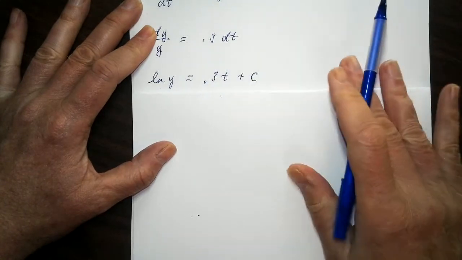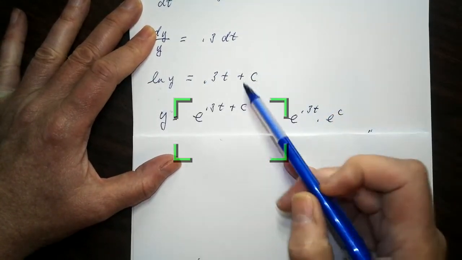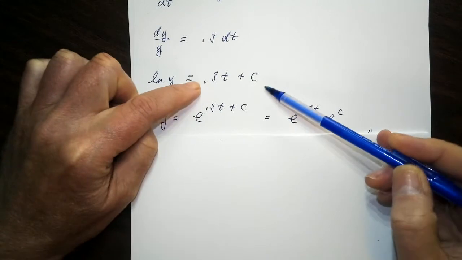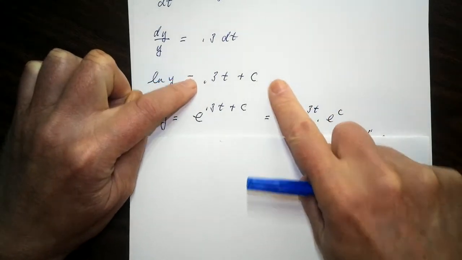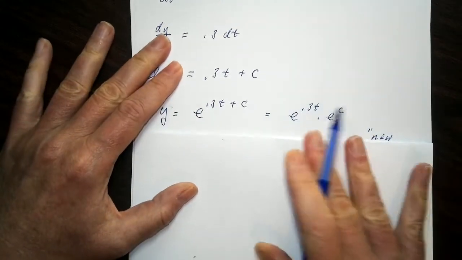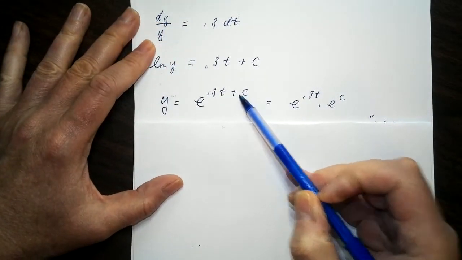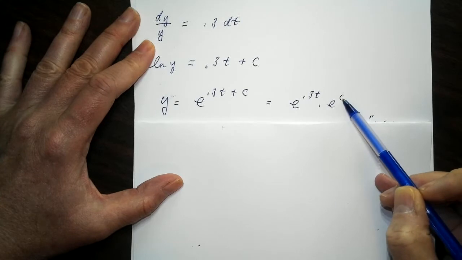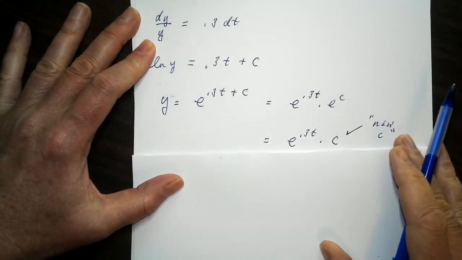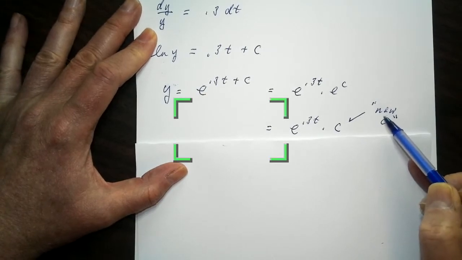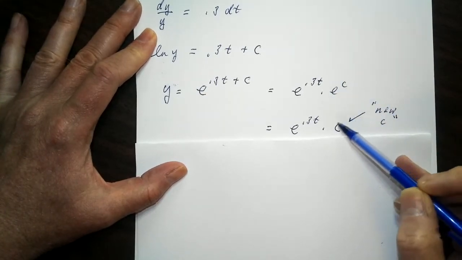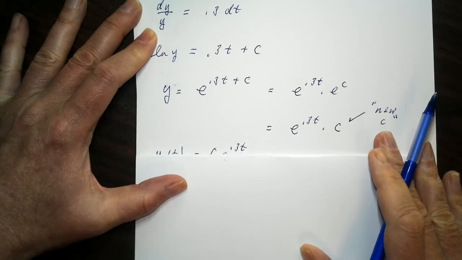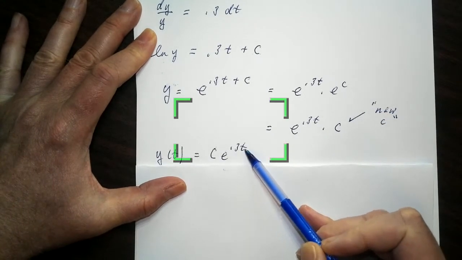Now we need to solve for y. So we exponentiate each side. So we take e to the natural log of y, that gives us y, and then we take e to the entire quantity between my fingers, which gives us this. Using properties of exponents, e to the 0.3t plus c, we can write that as e to the 0.3t times e to the c. Now c is a constant, e to the c is a constant as well, so we're just going to express this as a new c. For the sake of simplicity, we're going to write it as c itself. So we know that y equals c e to the 0.3t.